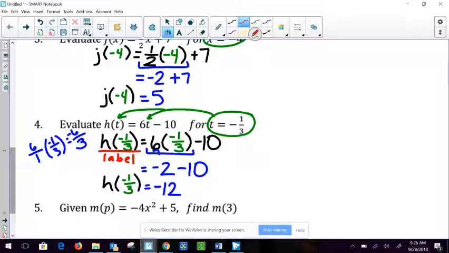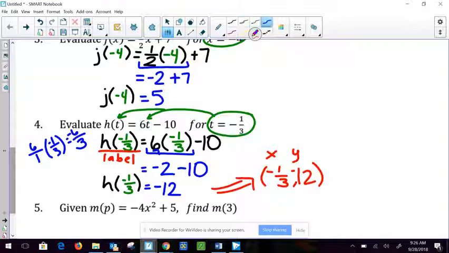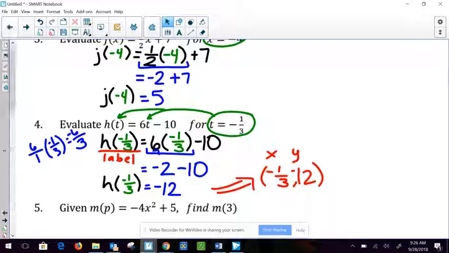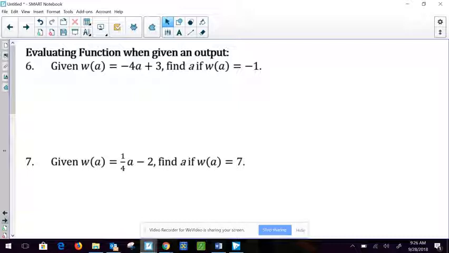So going back to how we were talking about points, the way that would look as a point is -1/3, comma, -12. Again, x and y. So in every one of these first examples that we've done, we were given x, or we were given our input value, the number that we put into the equation to spit out a specific answer. If we flip to the back side of our notes now we're going to be given the output value. And we have to figure out what number can we put in to get that output. That's the way to think of it.